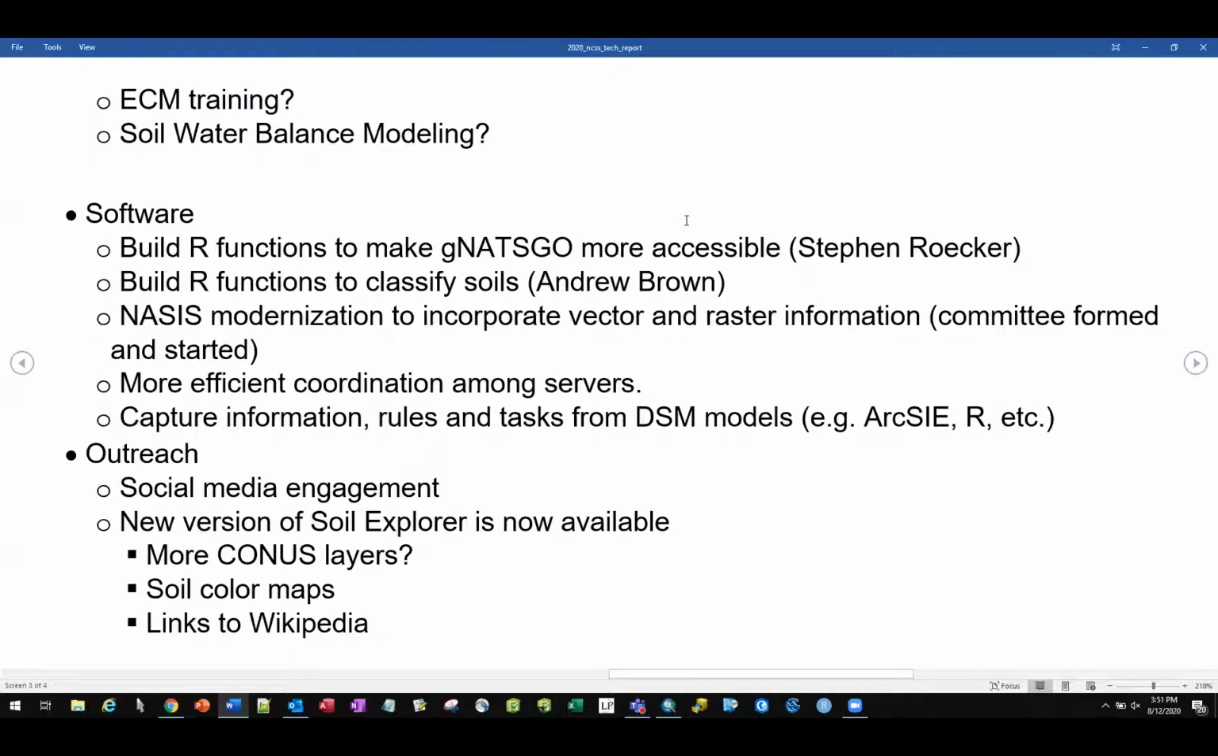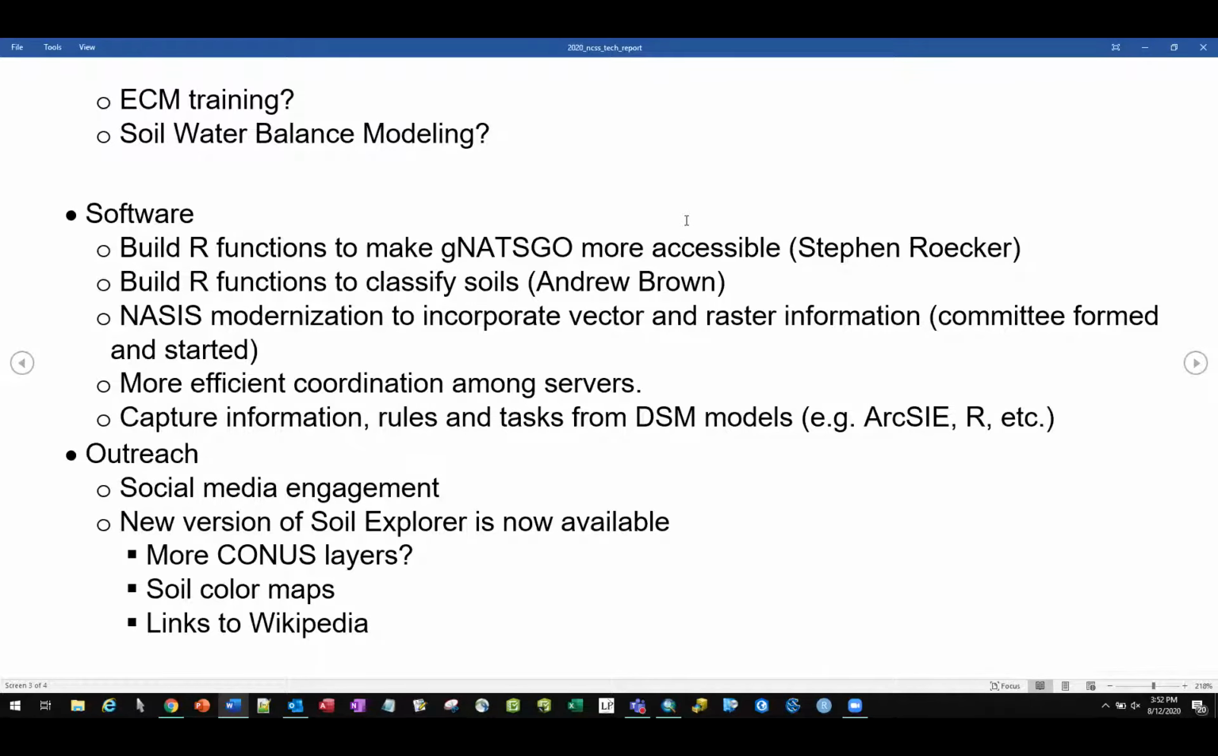The ECM training, I can't remember what his name is, but he's put together quite a few videos and a manual on how to use it, and then soil water balance modeling, as we saw in Dylan's presentation yesterday. In the software section, we need to build some R functions to make the NASIS more accessible, and Stephen Roecker is taking a step in that direction.